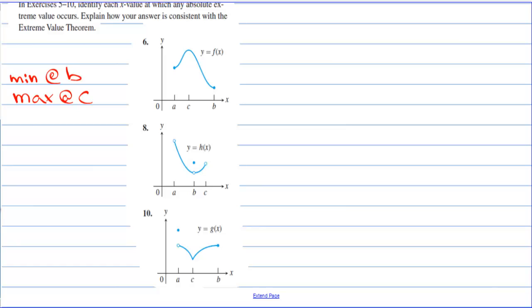Oh, on this one we have no maximum. There's an open dot here and the line approaches that value forever. So there's really no maximum value. And on this one, there's no minimum value because the graph keeps going down forever and never actually reaches that point either. So no min and no max on this one.